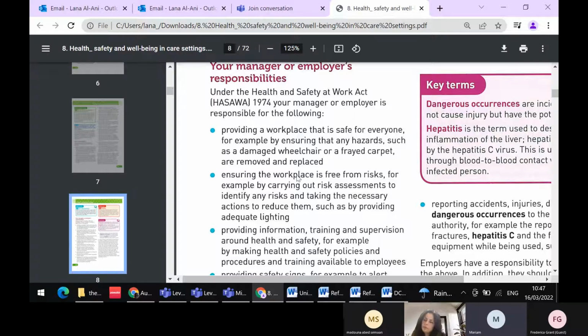Providing a workplace that is safe for everyone. Excellent. So first of all, we need a safe environment for everyone. There is no hazard, no dangerous equipment, no faulty machine, no damaged wheelchair. Yeah, very good. Any other things you can think of?